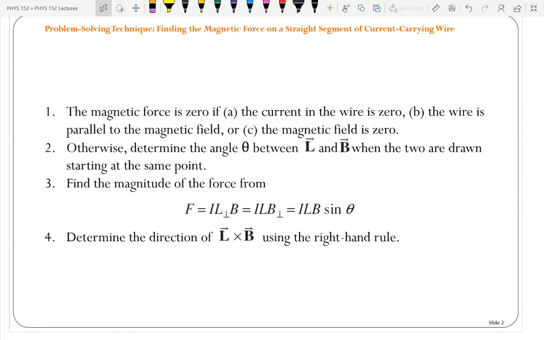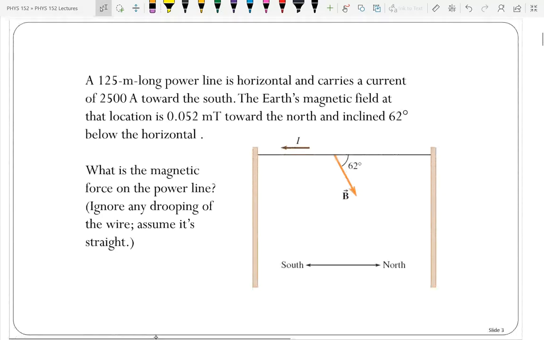Okay. I had this slide last class period, how to solve magnetic force problems. We have just some simple steps here. Determine if the magnetic force is zero is the first step. The cases that would make it zero are if the current's zero, if the magnetic field's zero, or if the current's in the same direction as the magnetic field. Otherwise, you need to determine the angle between the length and the magnetic field, and then you find the magnitude with this equation and the direction with the right-hand rule. So let's go straight to doing a problem.